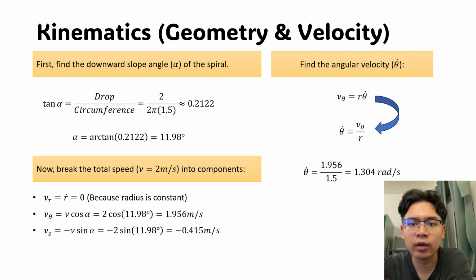Finally, we need to find the angular velocity theta dot. We can find it by dividing V theta by the radius R, which gives us 1.304 radians per second.